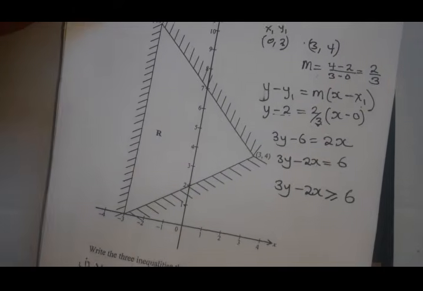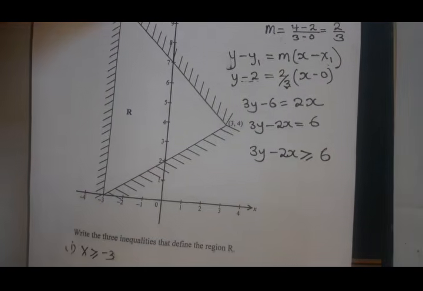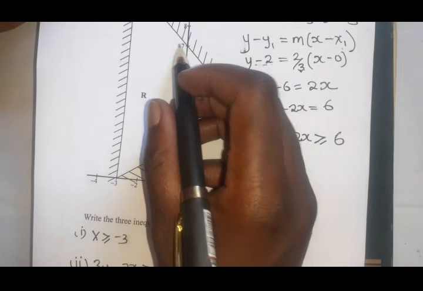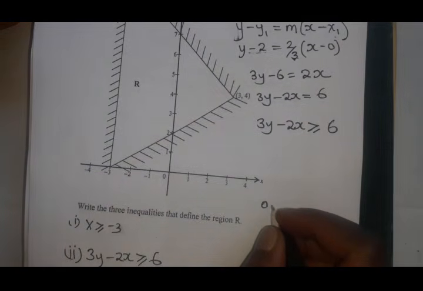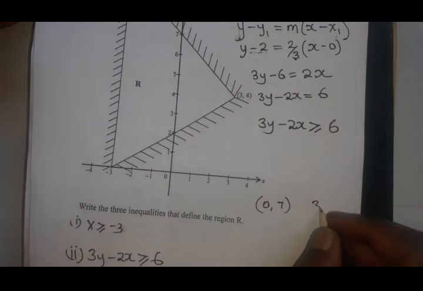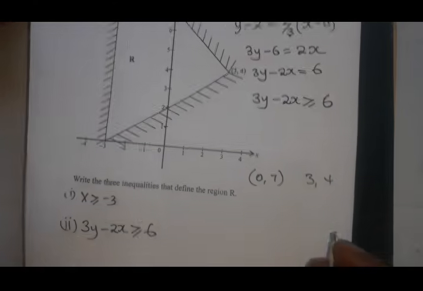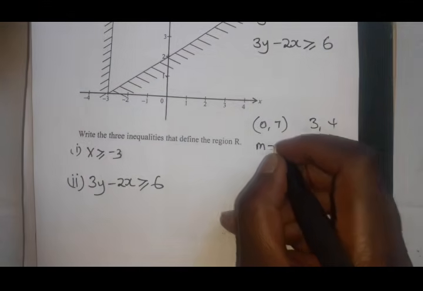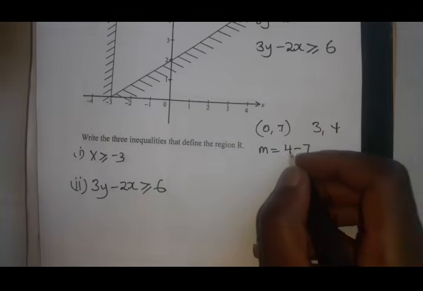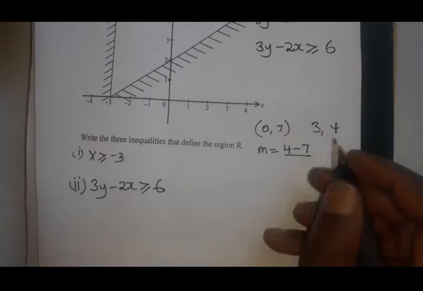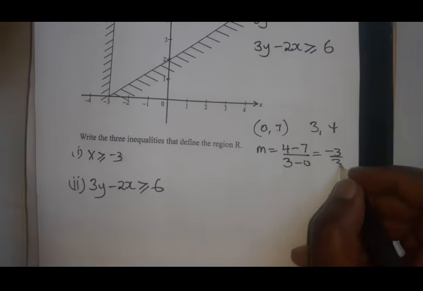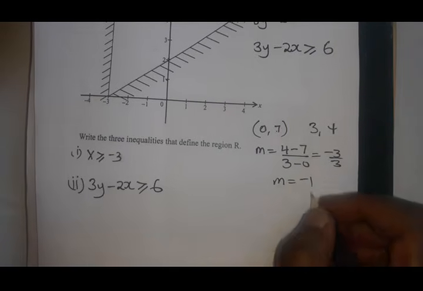So we come out to get the second one, this one. Again, we can pick these two coordinates, which could be like here we can pick 0, 7. Then this other one here we can still pick 3, 4. Then now we find again our gradient. Our gradient is y2, which is 4, minus y1, which is 7, over x2 minus x1, this is going to give us minus 3 over 3. So our gradient will be equal to -1.